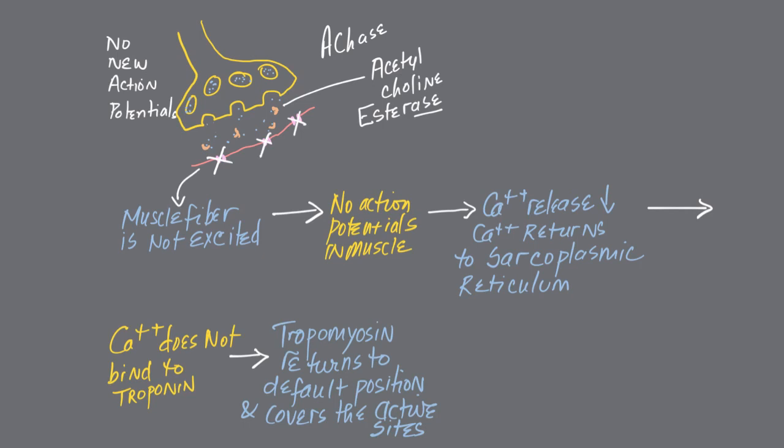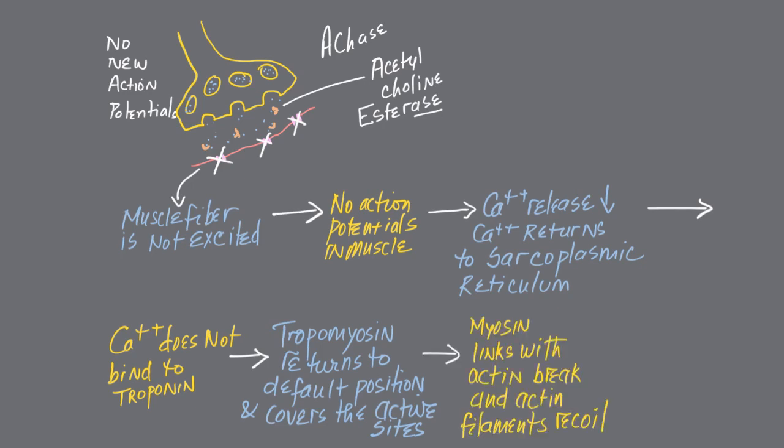Tropomyosin covers the active sites on the actin. Once it covers the active sites on the actin, the myosin heads cannot make contact with the actin, and so the myosin cross linkages are broken. Once these are broken, the actin filaments go back to their original position. They recoil and the muscle relaxes.